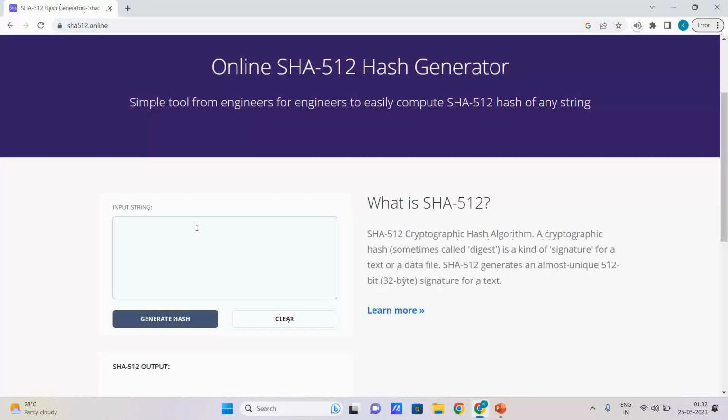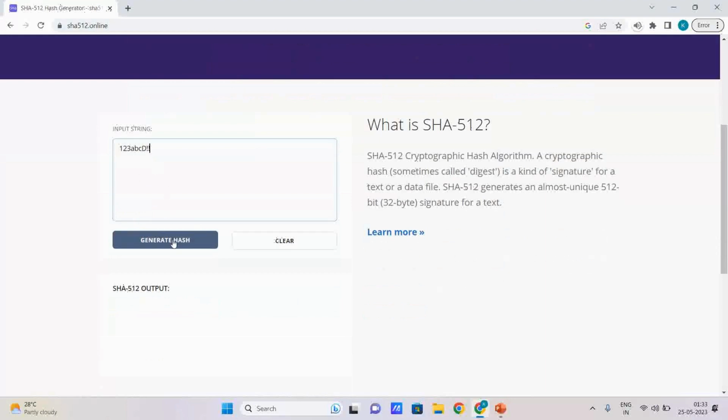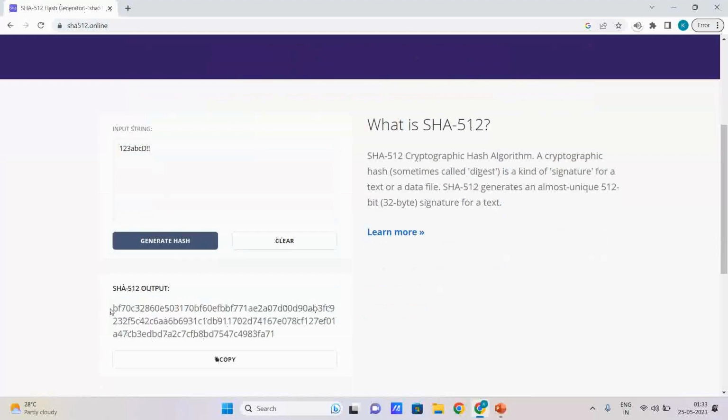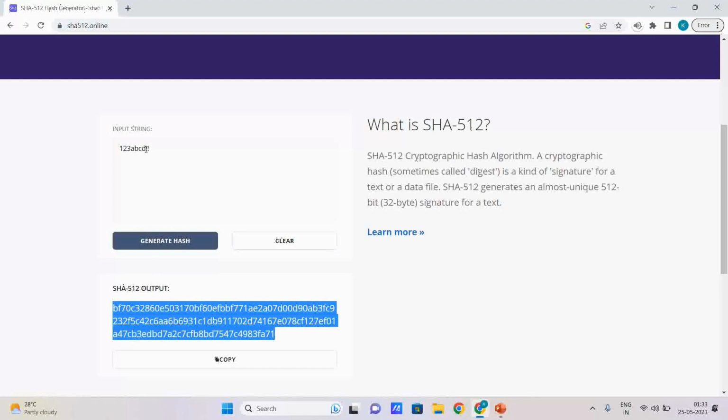Let's say I'm typing something like 1 2 3 ABCD and two exclamation marks. I am generating a hash for this. This is the particular hash I'm getting for the string I have given here. Just note at least the first four characters, like BF70. Now I'm going to change this capital D into a small d. Now I'm generating the hash again. Let's see if it gives the same hash value, because I've just changed caps to small.